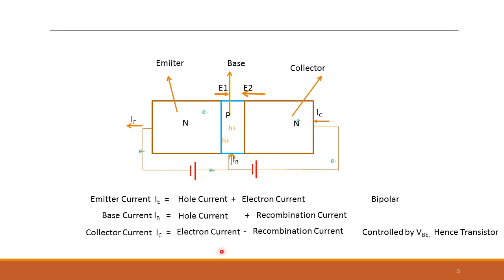IE equals IB plus IC, because IE is the one that's coming out, IB goes in, IC goes in. So the sum of these two currents has to be the same as IE. There's no third terminal, fourth terminal here. This is your NPN bipolar transistor.